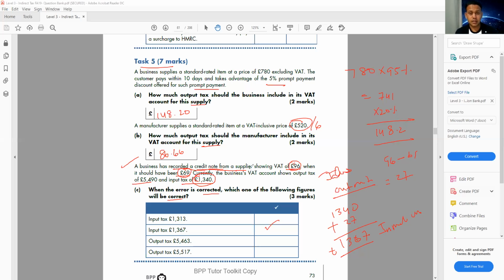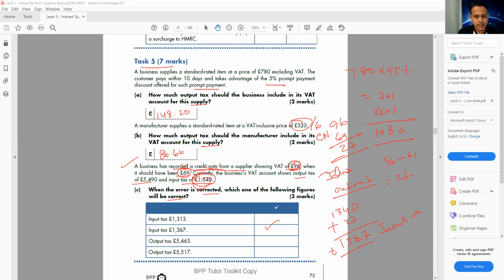So you return something. And obviously, when you return something, what will happen? Whatever VAT you were supposed to claim, you adjust. Let's say we have 96 here, so that is our credit note, and it should have been 69. So that's my difference, isn't it? 27.